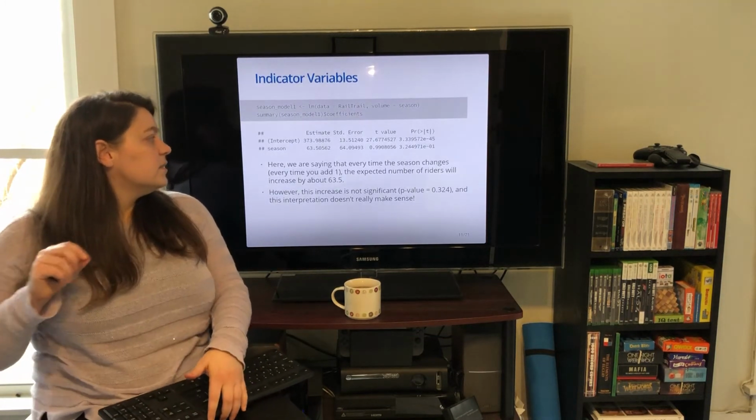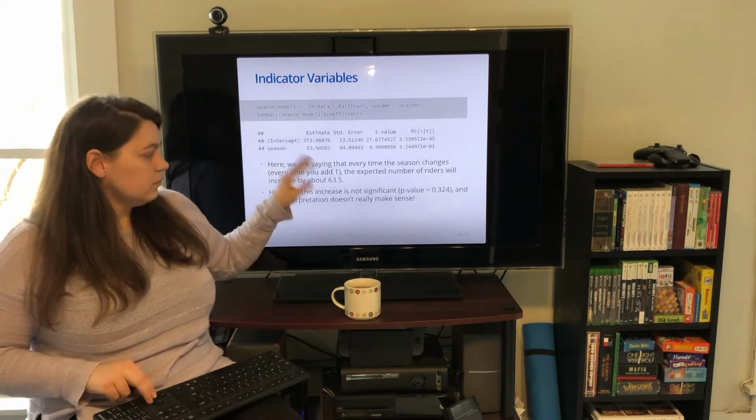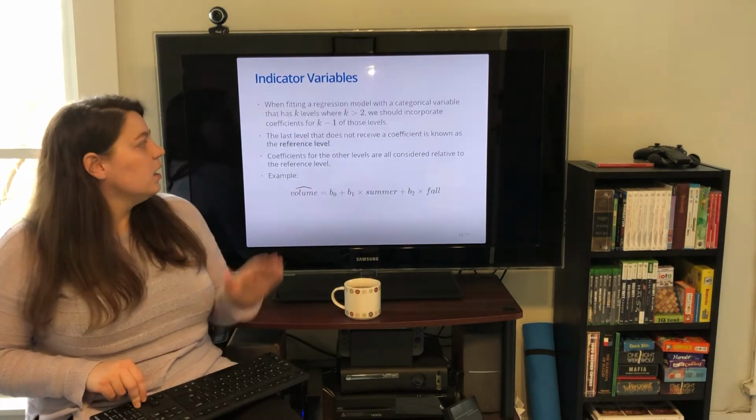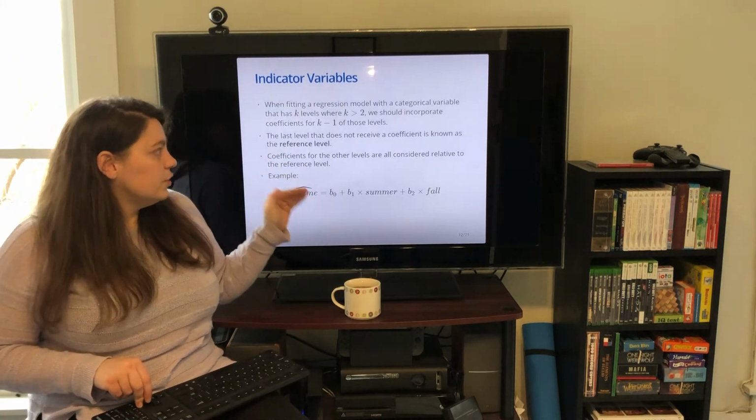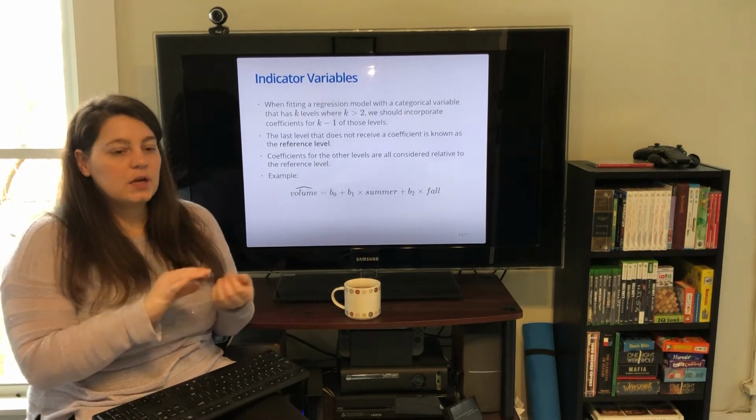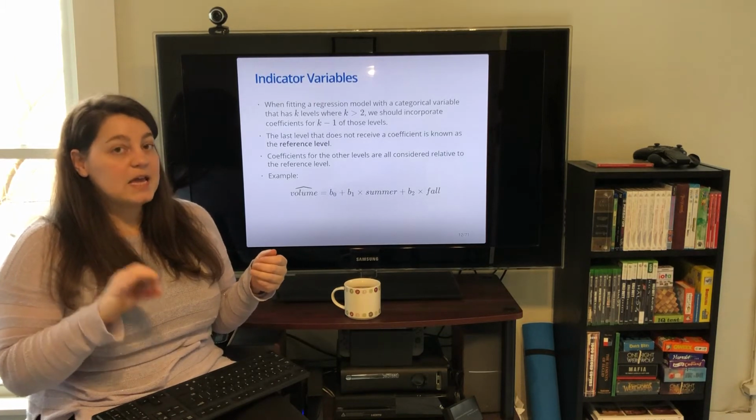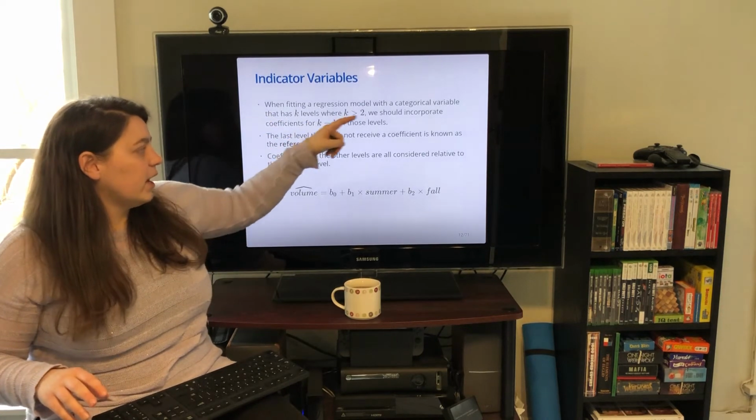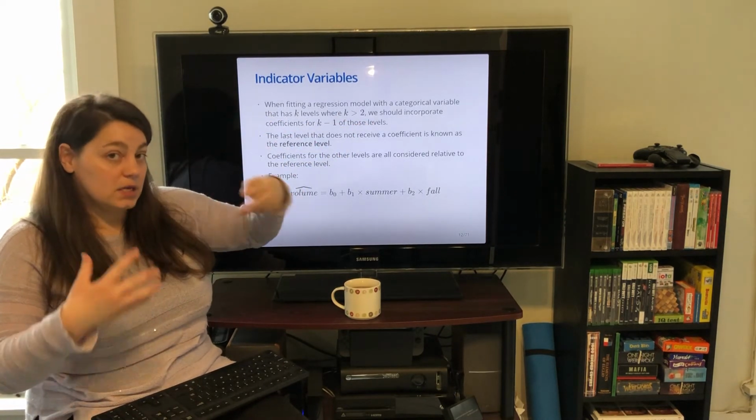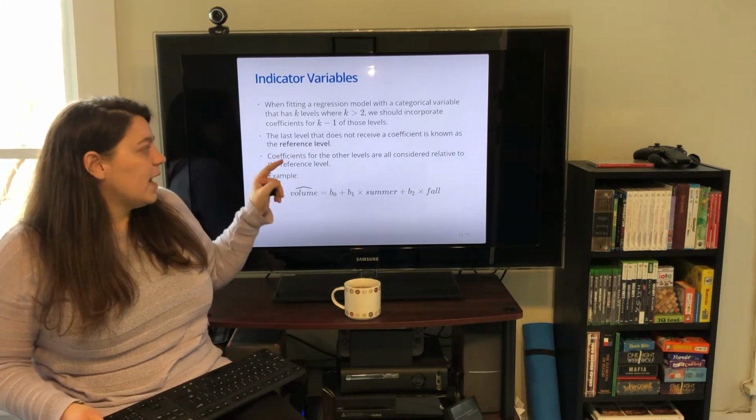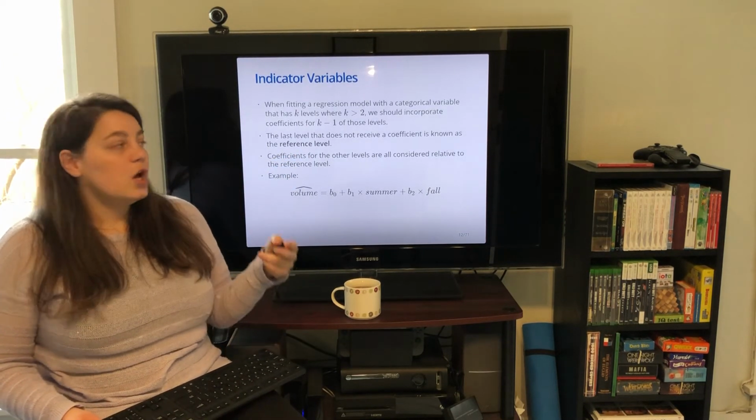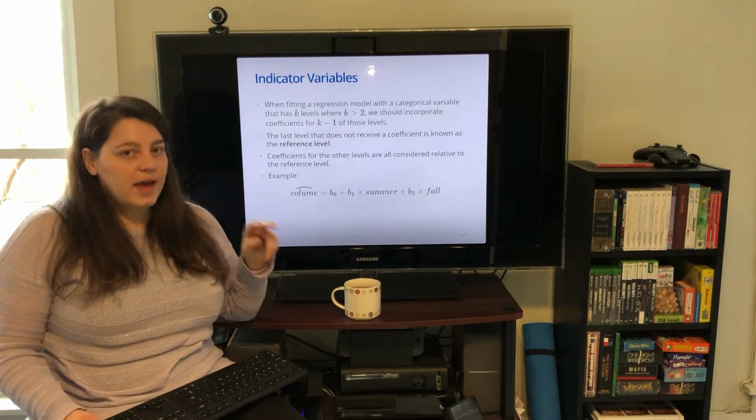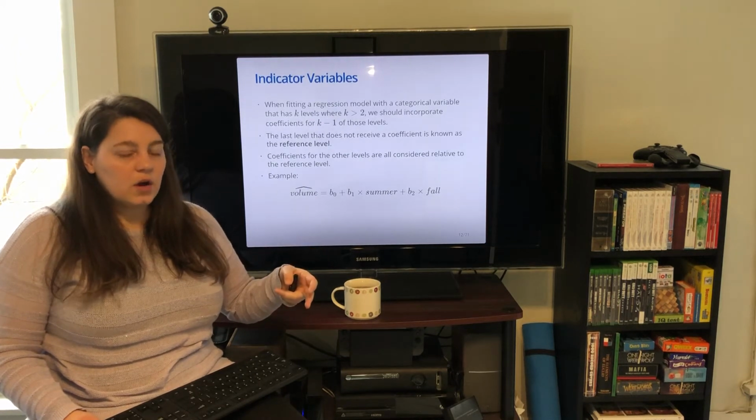What we instead want to do, we just went over that so you can follow along. This is slide 11. I just talked about that. What we instead want to do is fit a regression model with k-1 indicators. Okay, so if we've got a categorical variable that has k levels and k is more than 2, you want to add coefficients or indicator variables for k-1 of those levels. Okay, the last level doesn't need a coefficient.